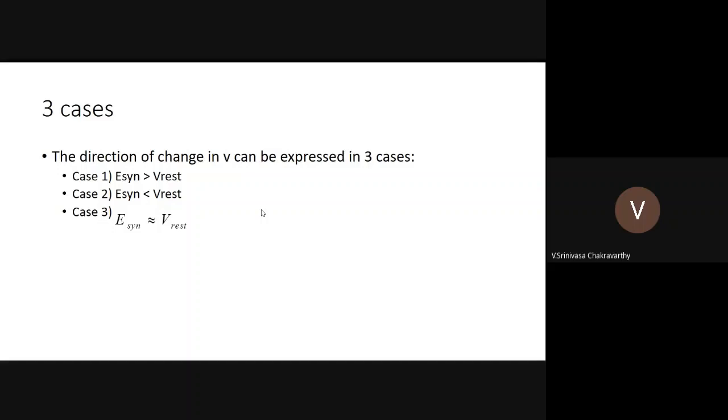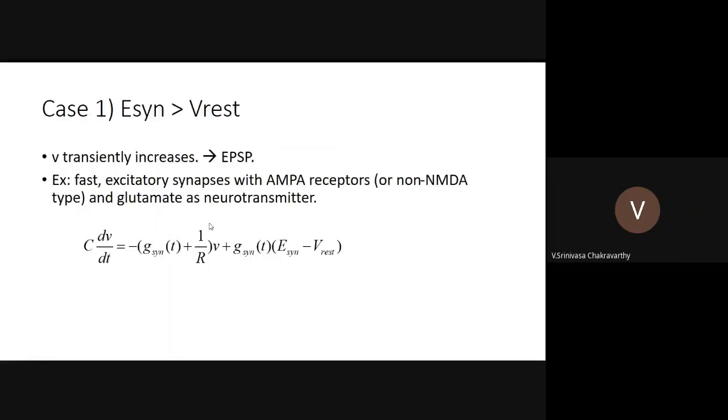So let us look at some cases. If E_syn is greater than Vrest, that's one case. E_syn less than Vrest, another case. E_syn equal to or almost equal to Vrest, that's the third case. Let us look at the three cases. Obviously, if E_syn is greater than Vrest, v will be positive. You have an EPSP, and this happens, for example, in fast excitatory synapses with AMPA receptors and glutamate as a neurotransmitter, because this is a very widely occurring kind of receptor in the brain. With these kinds of synapses you have an EPSP, and these are excitatory synapses.